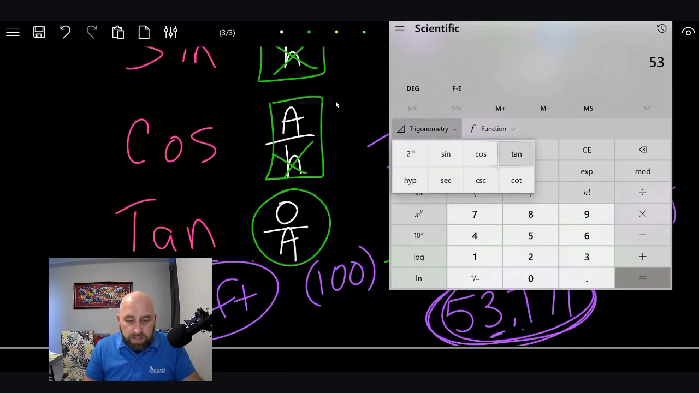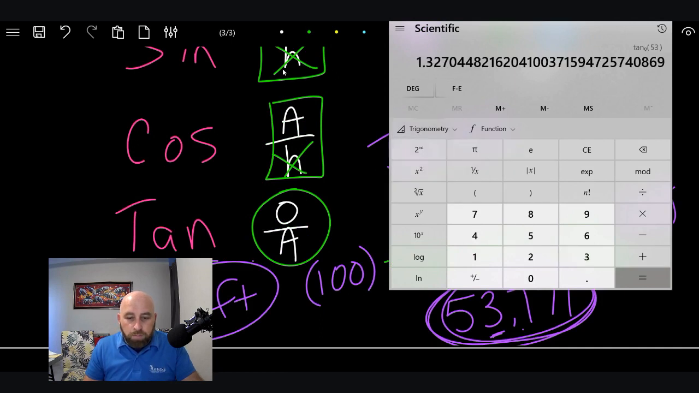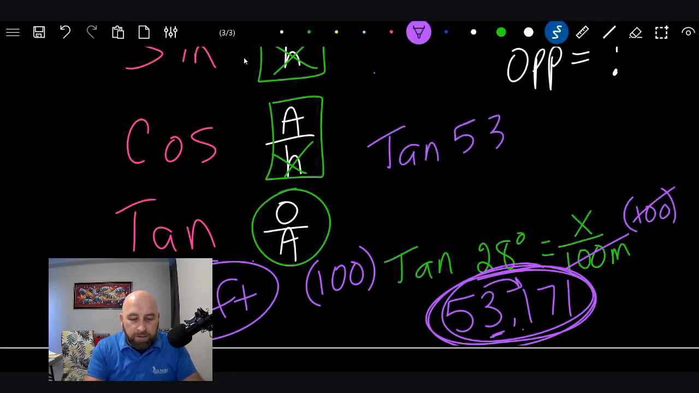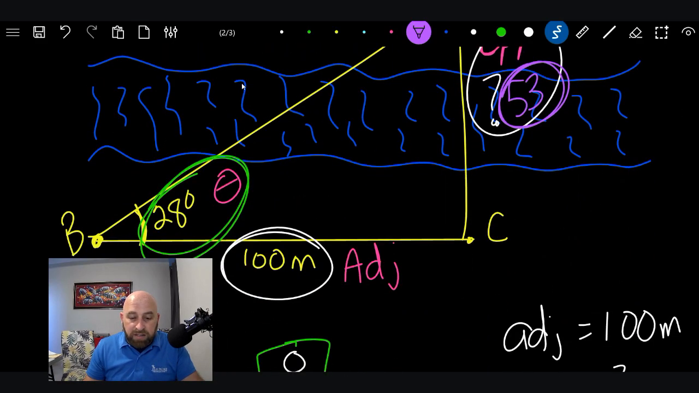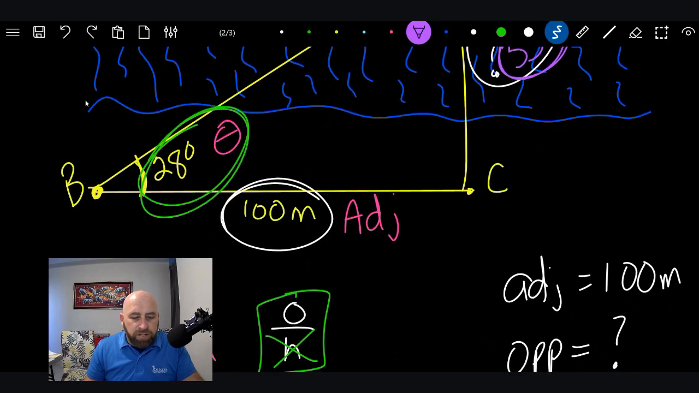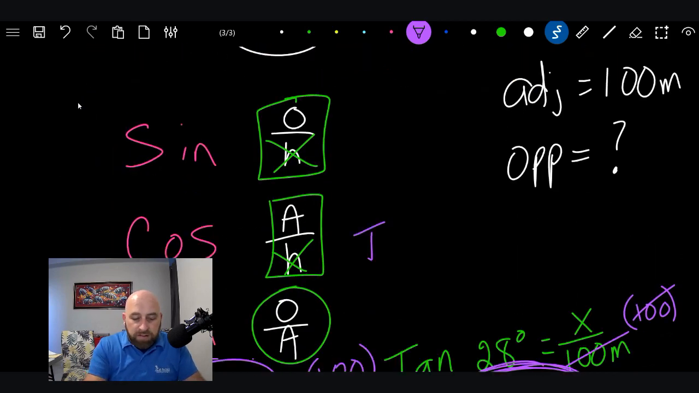Tangent is 1.327. Okay, 1.327. So again, I'm checking it, 1.327. Now let's check our tangent and see. Okay, so how do we check this? We need to take the tangent of 28. So the tangent of 28, and we need to figure out what that equals.